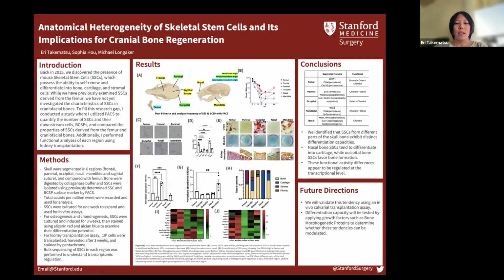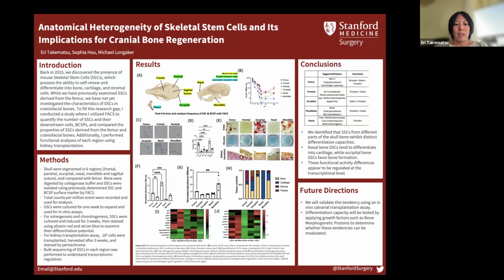In this study, we segmented each skull into frontal, parietal, occipital, nasal, and mandibular bone, and then digested with the buffer and then used FACS to isolate the skeletal stem cells.